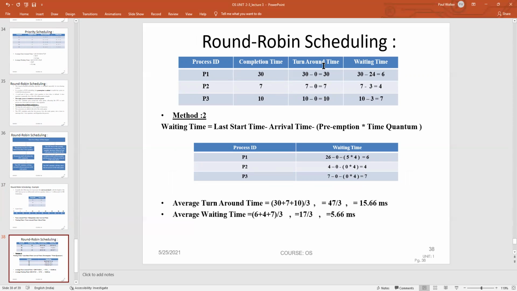Turnaround time is calculated. Now we are taking the average value of the turnaround time. We have to add all the values and divide by the number of processes. Here we get 15.66 millisecond. After that, average waiting time is also calculated like this. We are adding all the waiting time values 6 plus 4 plus 7, and it has been added and divided by 3. We get 5.66 millisecond.